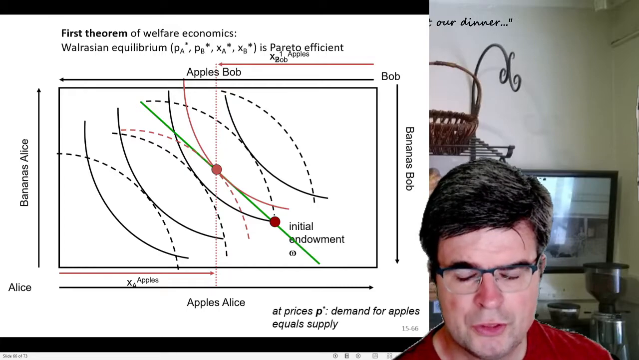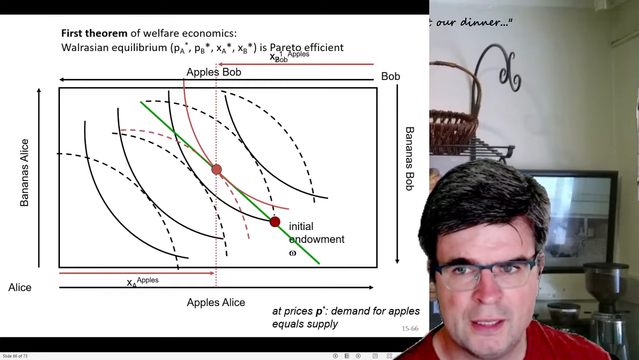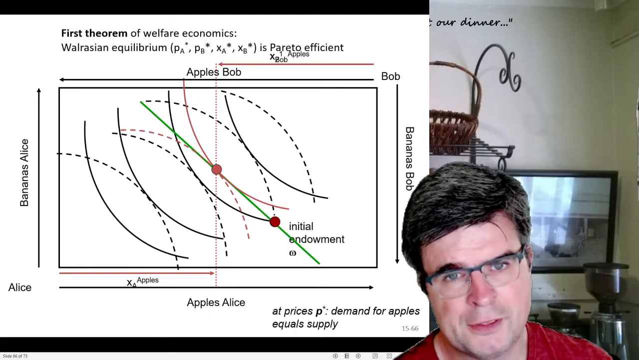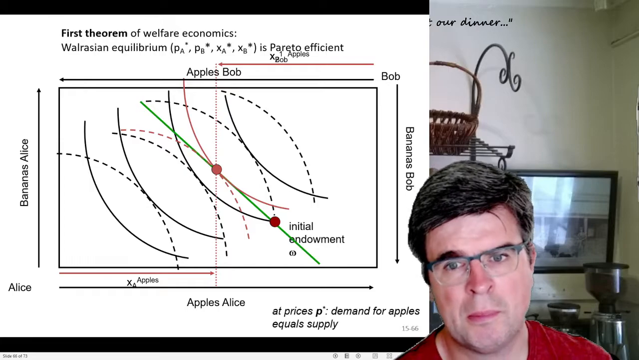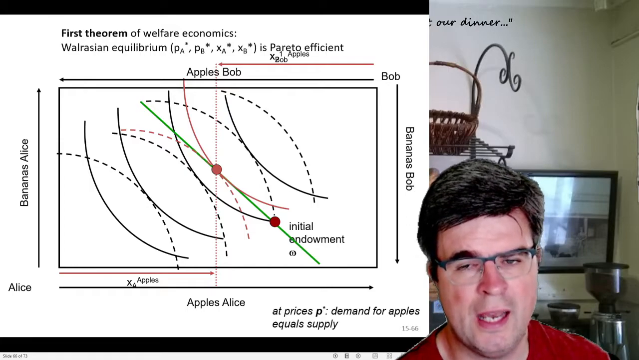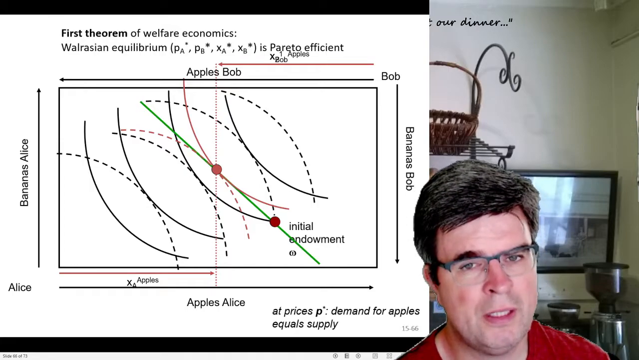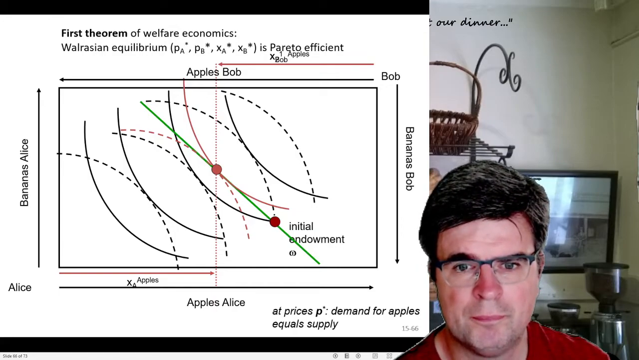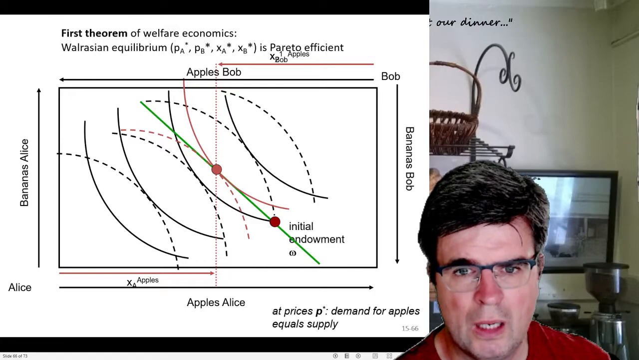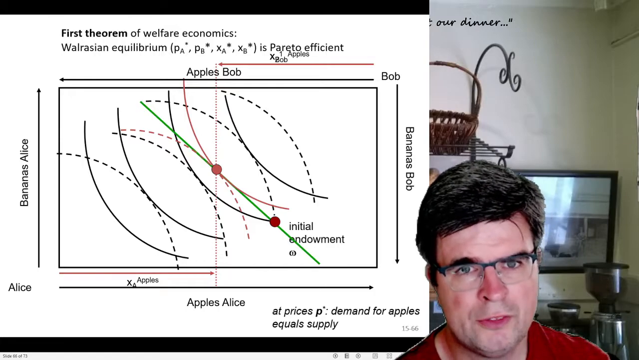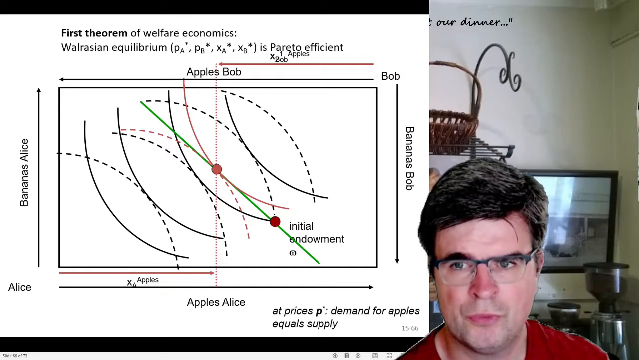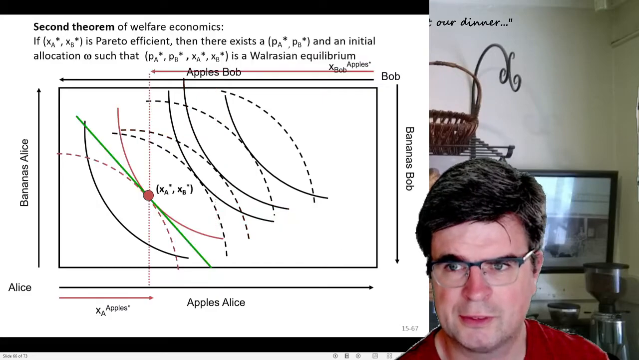So the first theorem of welfare economics says that this Walrasian equilibrium, this combination of prices P_A and P_B and the equilibrium allocations X_A, X_B, is Pareto efficient. So the prices will always adjust such that an equilibrium is reached that is Pareto efficient. That's the first theorem of welfare economics.